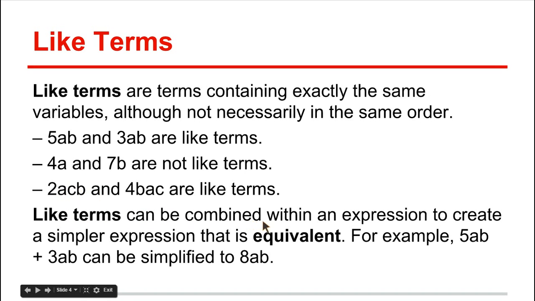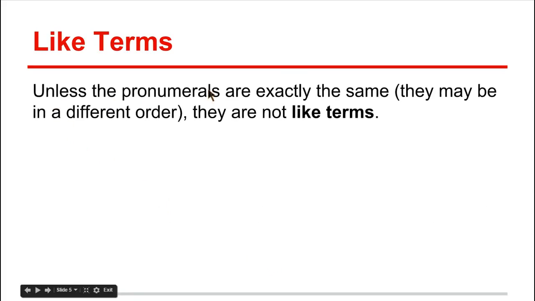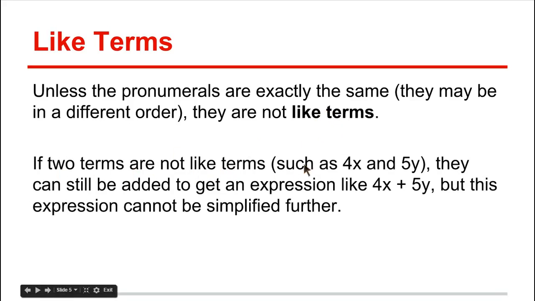Like terms can be combined within an expression to create a simpler expression that is equivalent. For example, 5ab plus 3ab can be simplified to 8ab. Unless the pronumerals are exactly the same, though they may be in a different order, they're not like terms. They must be exactly the same. If two terms are not like terms, such as 4x and 5y, they can be added together to get an expression, 4x plus 5y, but this expression cannot be simplified further.